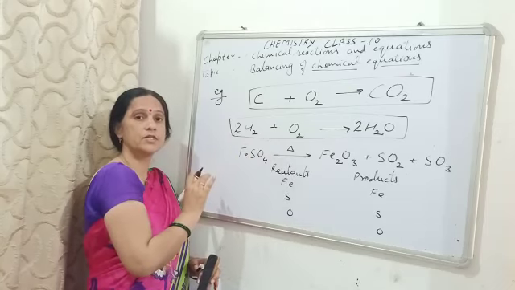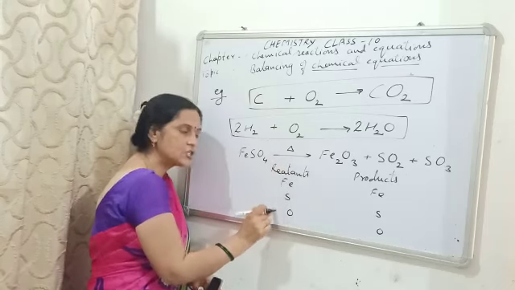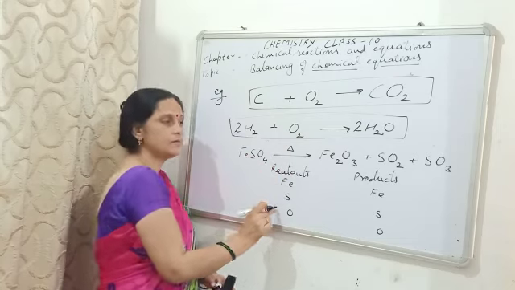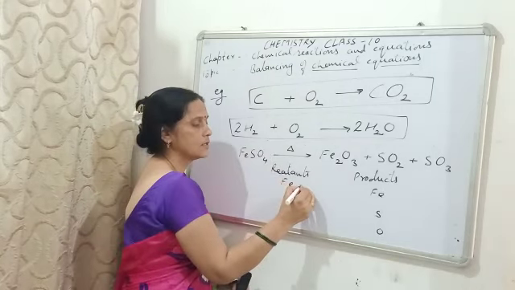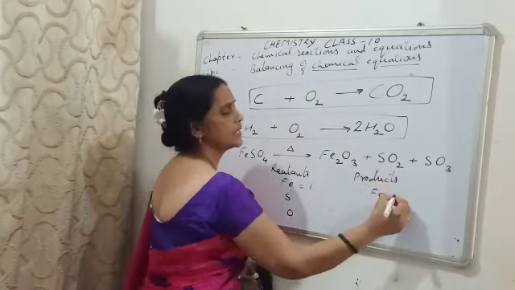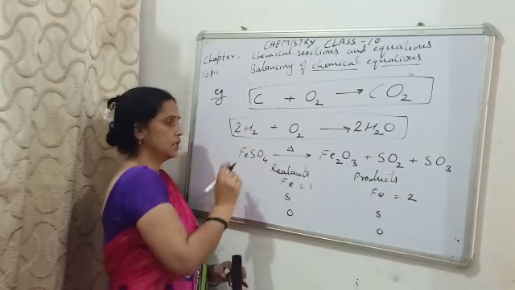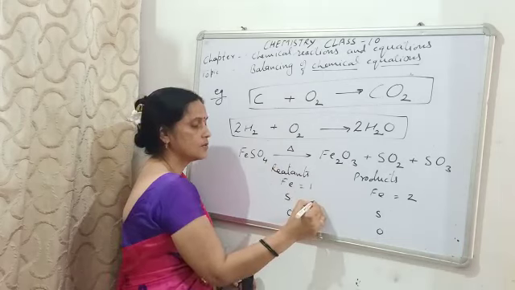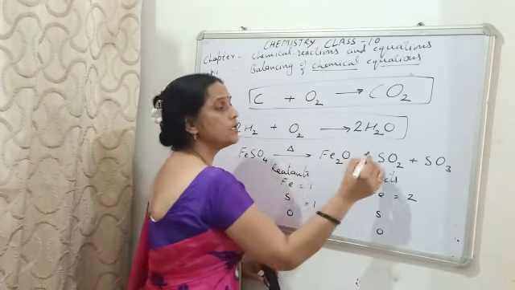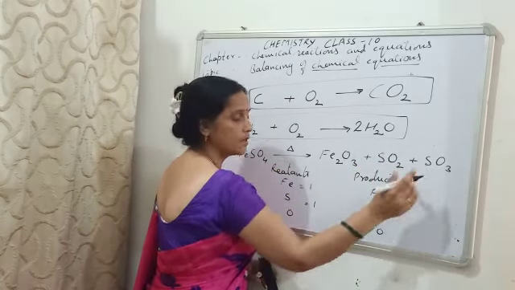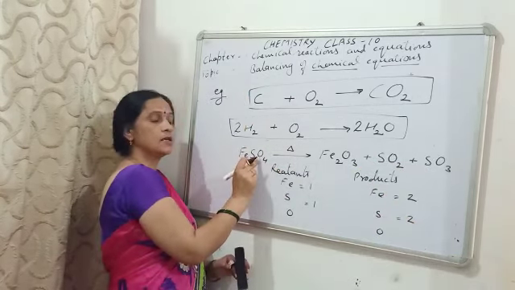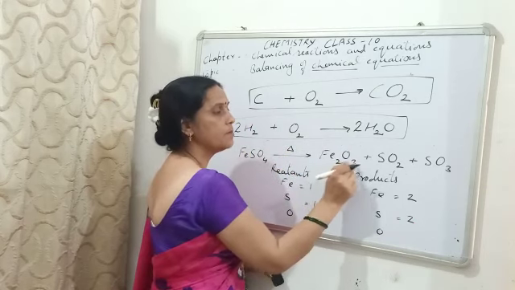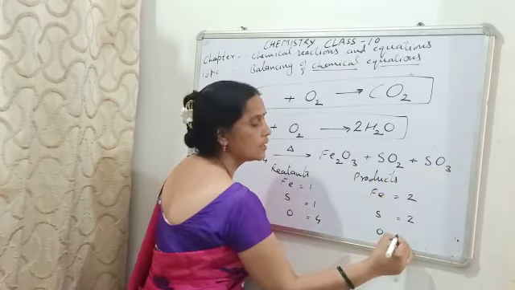To balance this equation, we have to equalize the number of atoms of each element on both sides. Here on the reactant side, iron is 1. On the product side, iron is 2. On the reactant side, sulfur is 1. On the product side, the total number of sulfur atoms is 1 plus 1, 2. On the reactant side, the number of atoms of oxygen is 4. On the product side, the total number of oxygen atoms is 3 plus 2 plus 3, total 8.